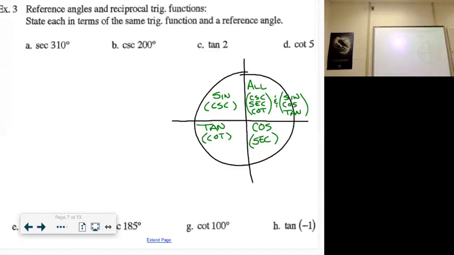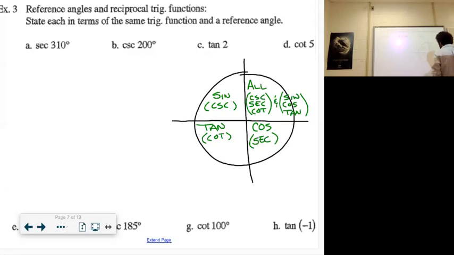All right, this example is asking us to state each in terms of the same trig function and the reference angle. So we've done these before just in terms of sines and cosines. Now this is asking us to state the secant of 310 degrees, but do it with a reference angle. So that's where we have to adjust the positive or negative sign of this function.